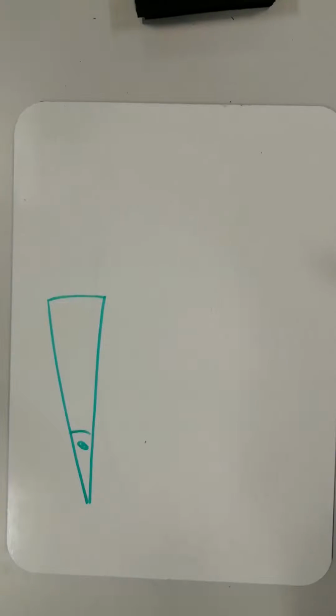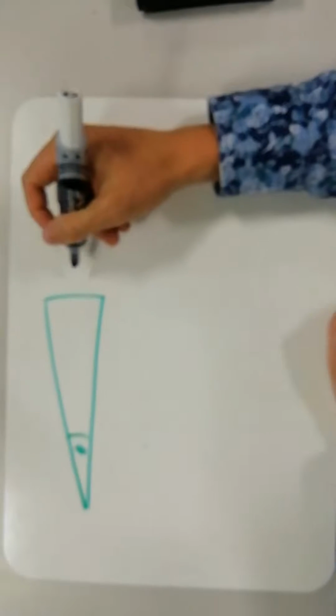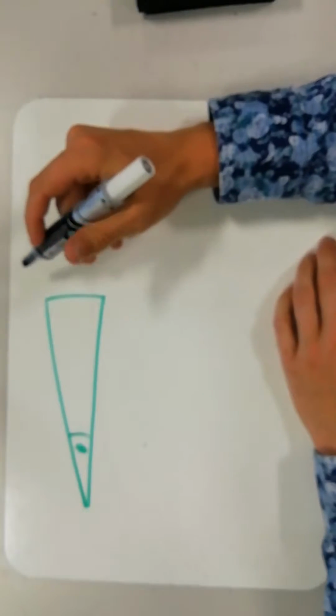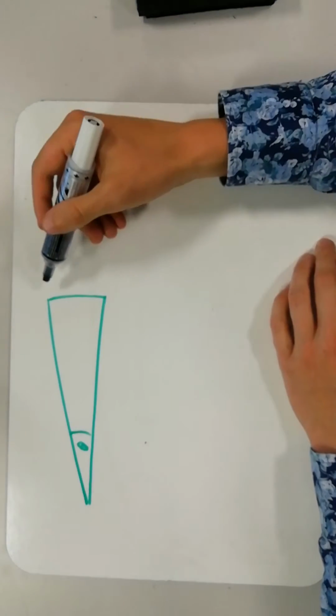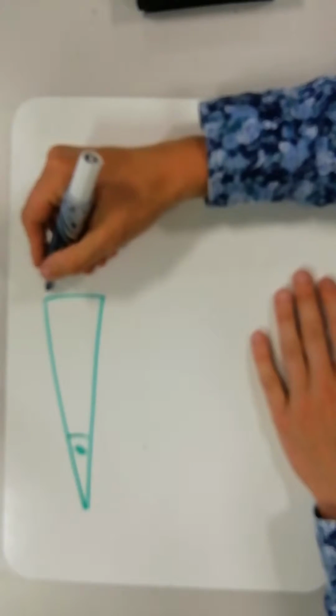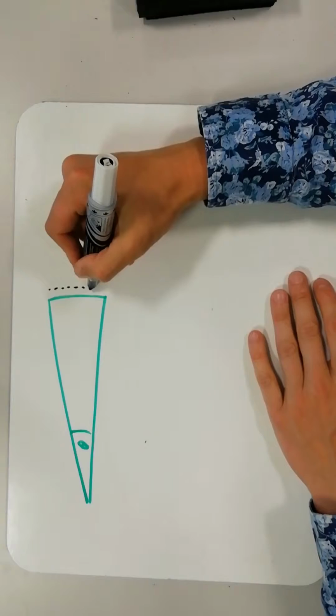Okay, we're going to introduce radians and the idea of what a radian is and why we might want a different angle unit than degrees. So let's say that we've got some sector of a circle here and we want to know the length of this arc here.